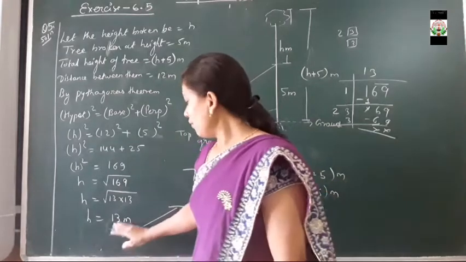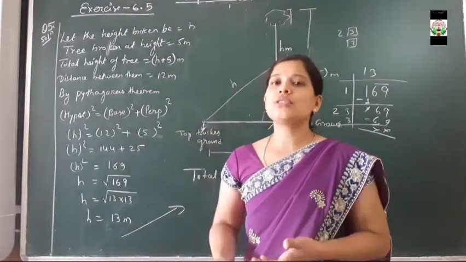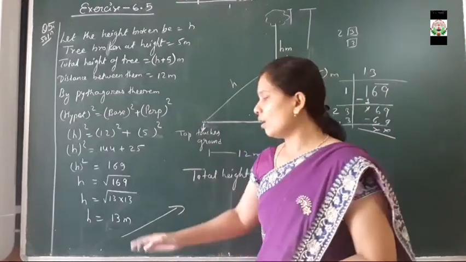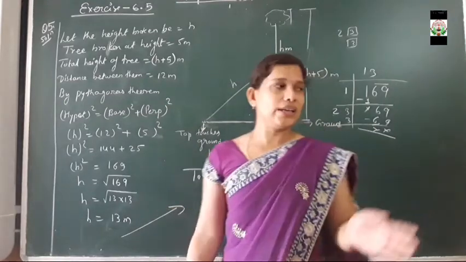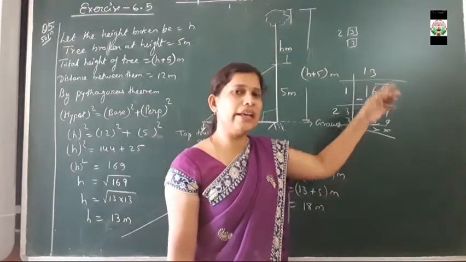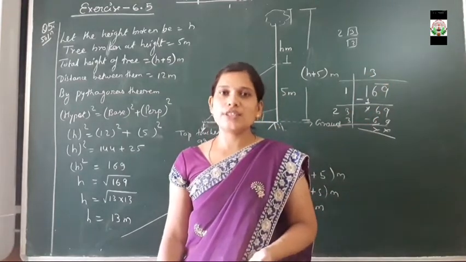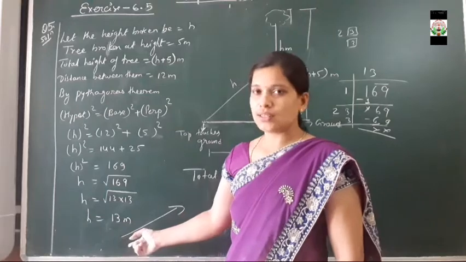Clear? So with the help of the long division method, or you can use the prime factorization method also, to find the square root of 169. By the long division method we get the answer 13, and if you find it by the prime factorization method, the answer remains the same, that is 13 meter.